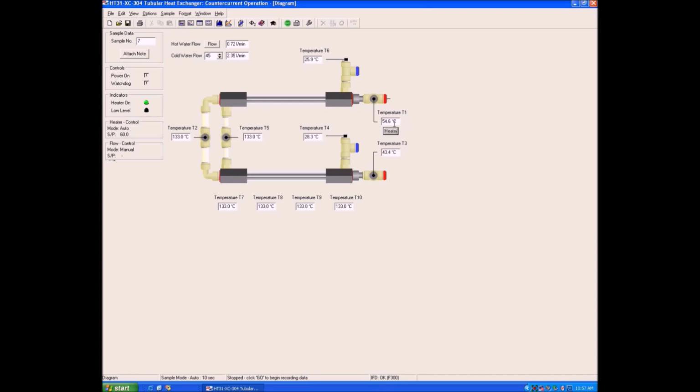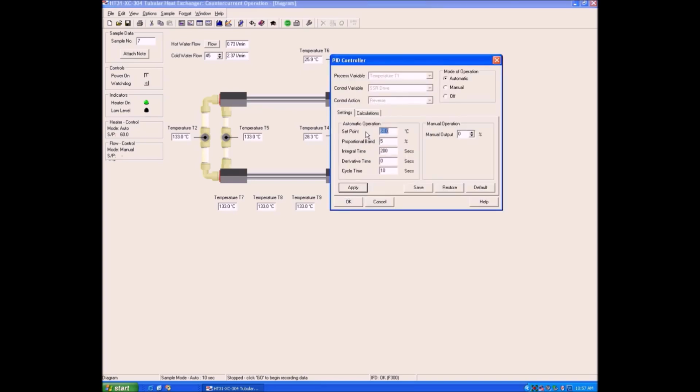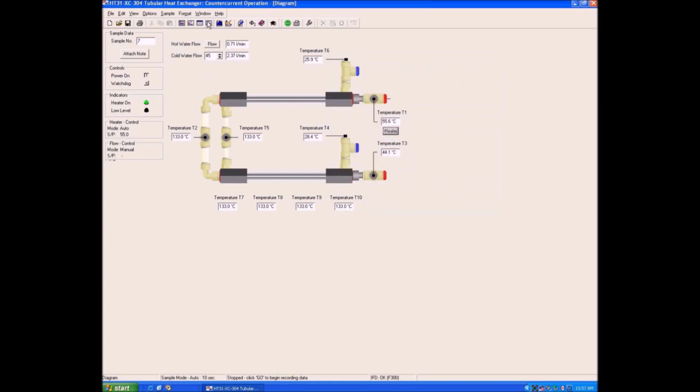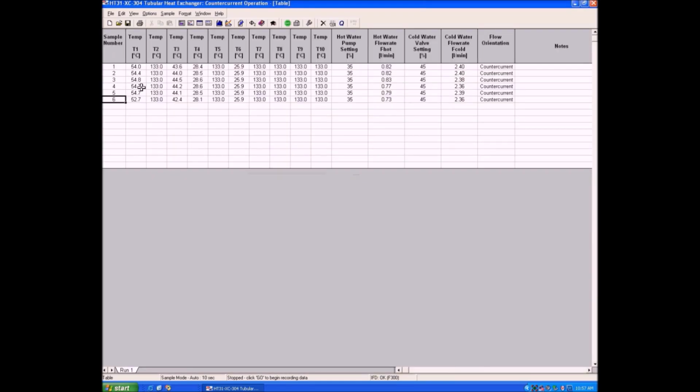Now click on view diagram, click on heater, and set the temperature setting here to 55, apply, OK, and now wait a moment, click on view table and click on the go button so that we can record another set of samples.